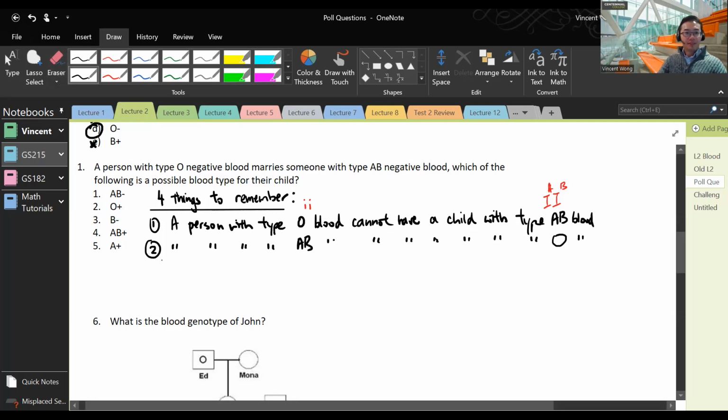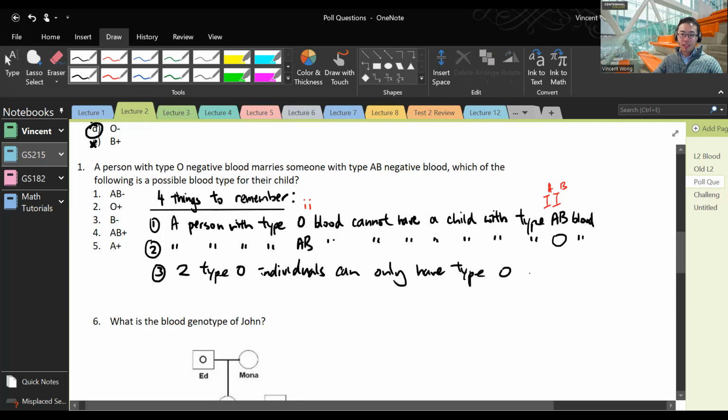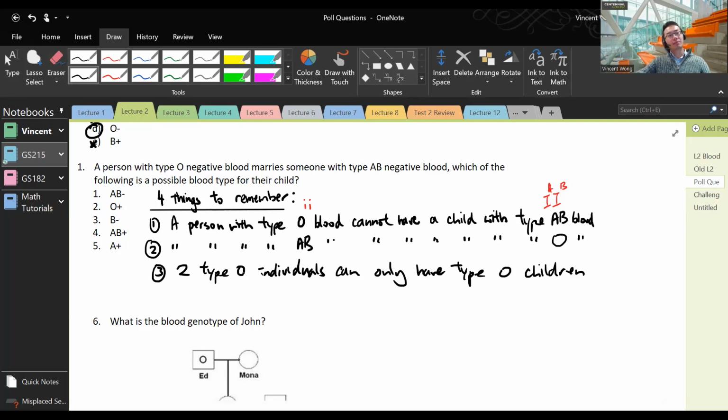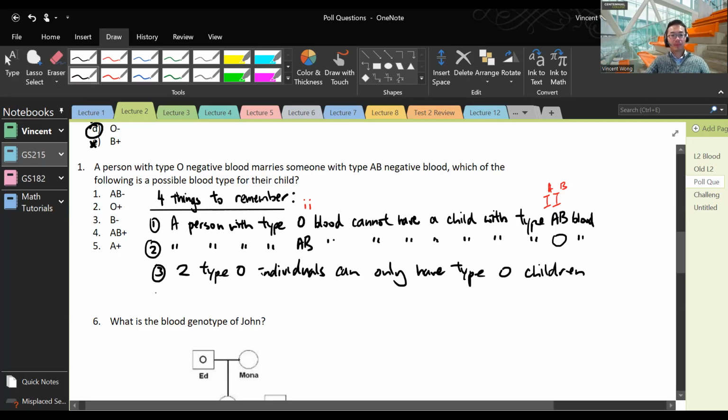Okay, very good. Number 3, 2 type O individuals can only have type O children. Okay, if they are both O's and there's only little i's in the family, the whole family will be little i's, right? The whole family will be type O.